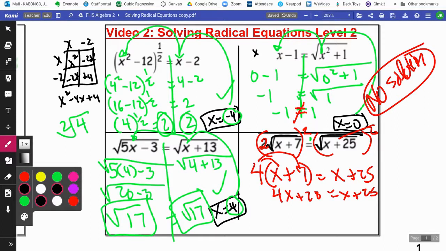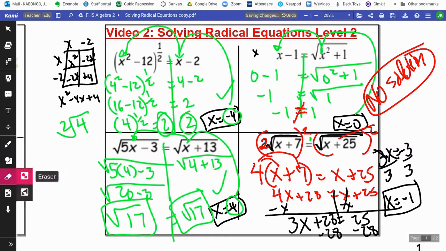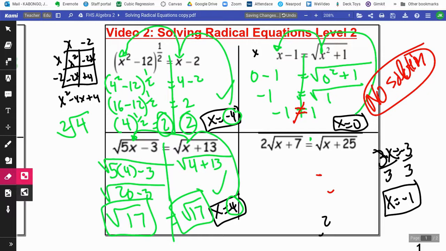Now, let's solve this thing. Minus x, we have 3x plus 28 equals 25. Minus 28, you have 3x equals negative 3. Divide by 3, you have x equals negative 1. All right, so should we settle down with the negative 1? Going once, going twice? No, don't gamble, my friend. Don't stick to that. You're going to have to double check your answer. You're really going to have to go and plug it in and see if indeed that is your answer.